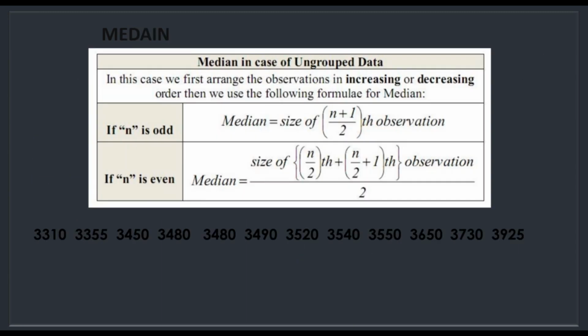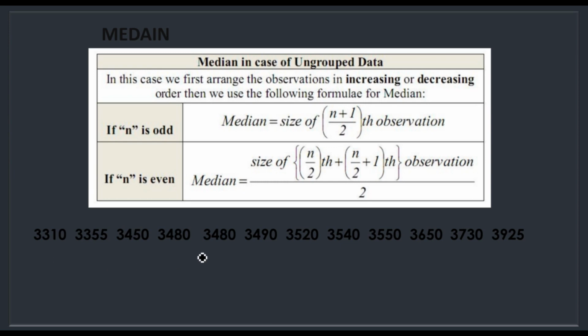Okay, so this is the equation. If n is odd, the median is the size of the (n plus 1) by 2th observation. If n is even, it is the n by 2th observation plus the (n by 2 plus 1)th observation, divided by 2. Let's go with an example.